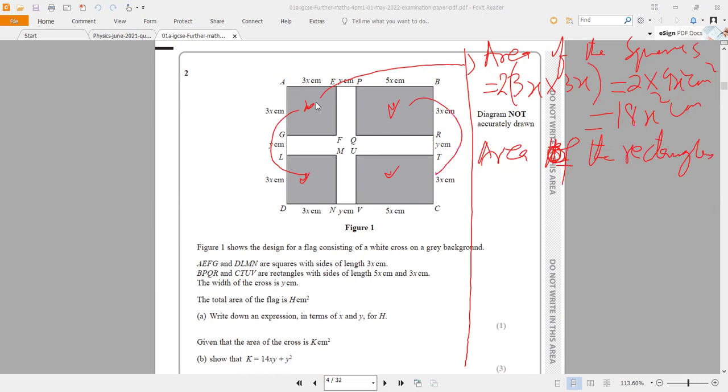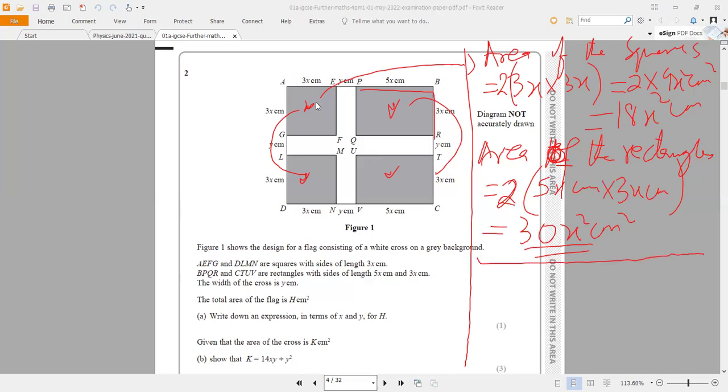That is, these 2 will give us 2 times, I'm multiplying by 2 because there are 2. Remember, area of a rectangle is length times breadth. So we have 5x centimeters times 3x centimeters. Everything will give us 30x squared centimeters squared. Good.